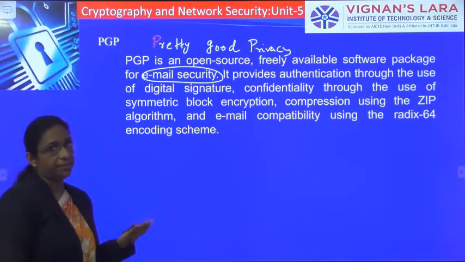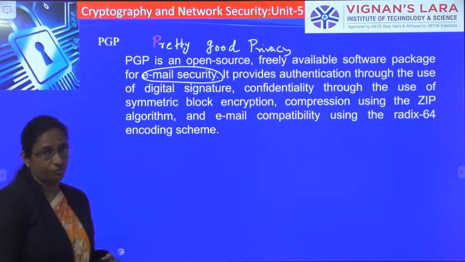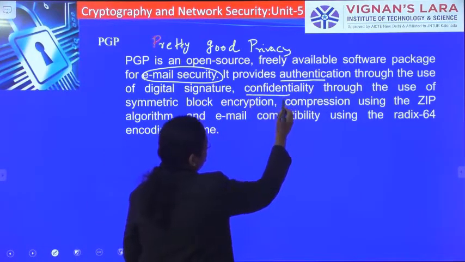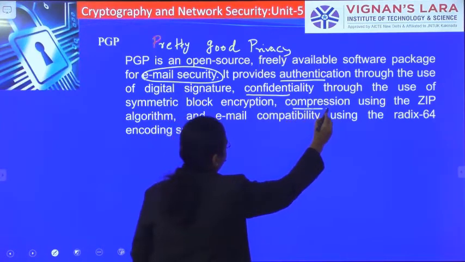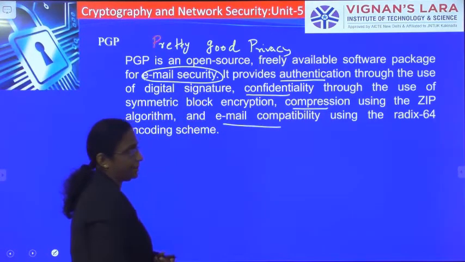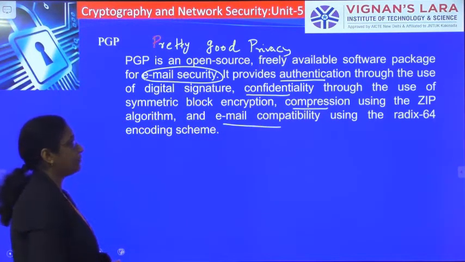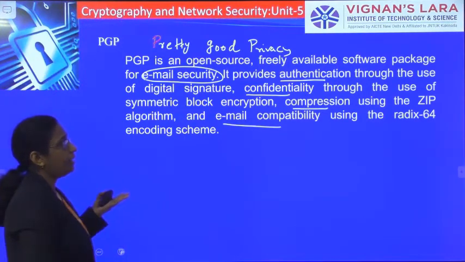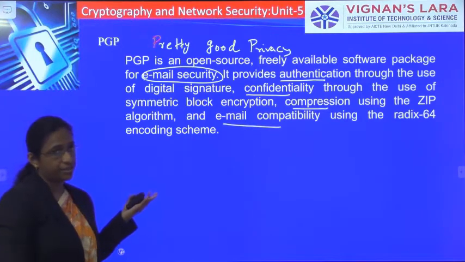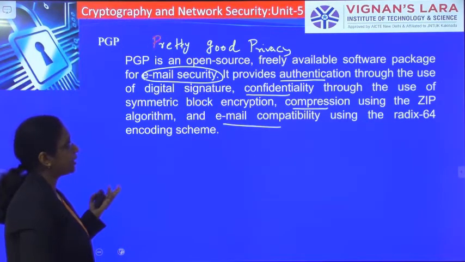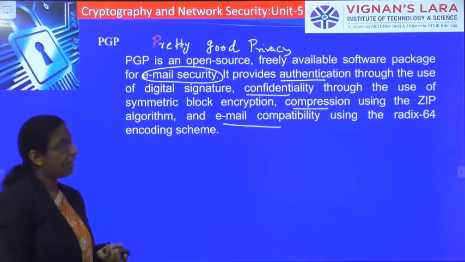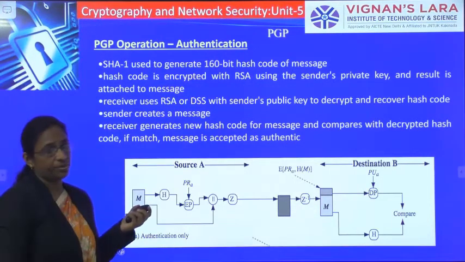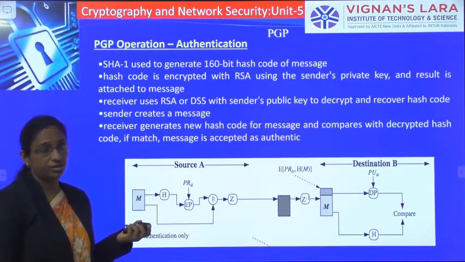To provide this email security, it performs 4 functions. The first one is authentication, second is confidentiality, third one is compression, and fourth one is email compatibility. These are the functions that PGP uses to provide security to email. Already in previous class we have discussed these operations. The first operation we have discussed is authentication.